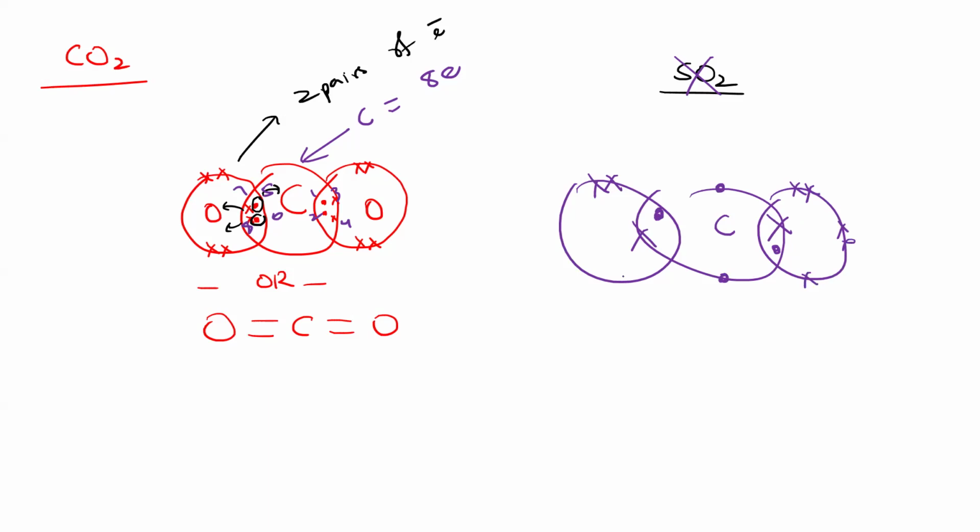1, 2, 3, 4 and 5 and 6, and here. So that's not stable anyway, right? Because carbon doesn't have 8 electrons. So let's count it.